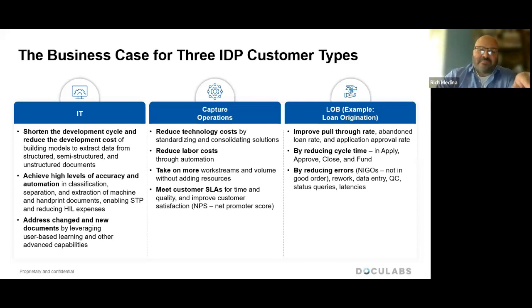But here's the business case for the various customer types, and they are very different. If you're going after IT, then IT is very interested in, and so the vendor should be interested in selling you, that you can really shorten the development cycle and reduce the development cost of building new models, of adding new form types, of adding new workflows, and so on. That's been a real challenge with many of the capture and IDP vendors, even if they tout themselves as being low code, no code. Secondly, the whole point of this presentation, achieve high levels of accuracy and automation.